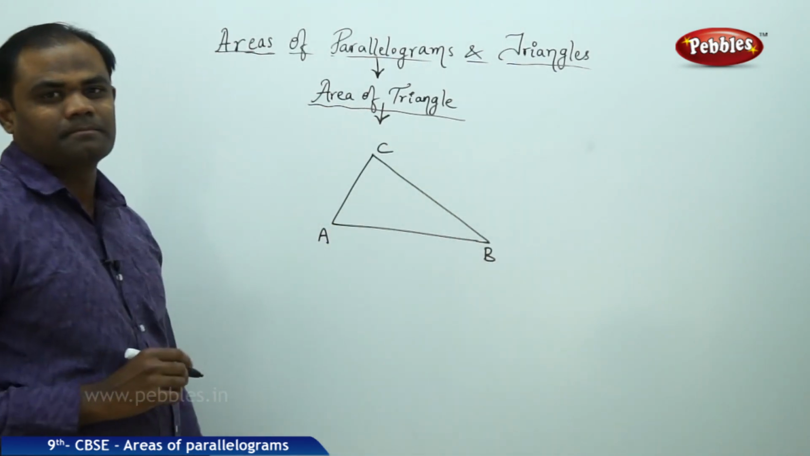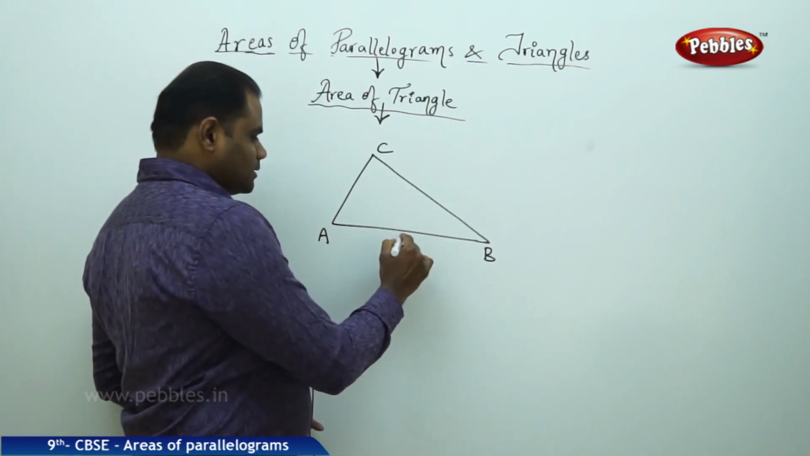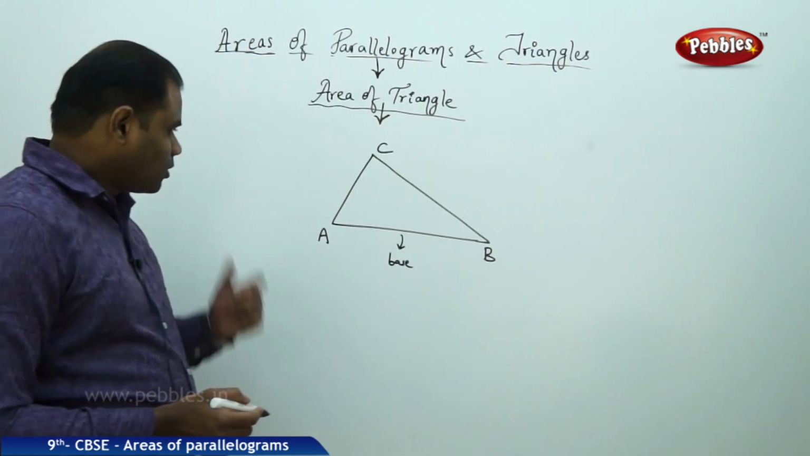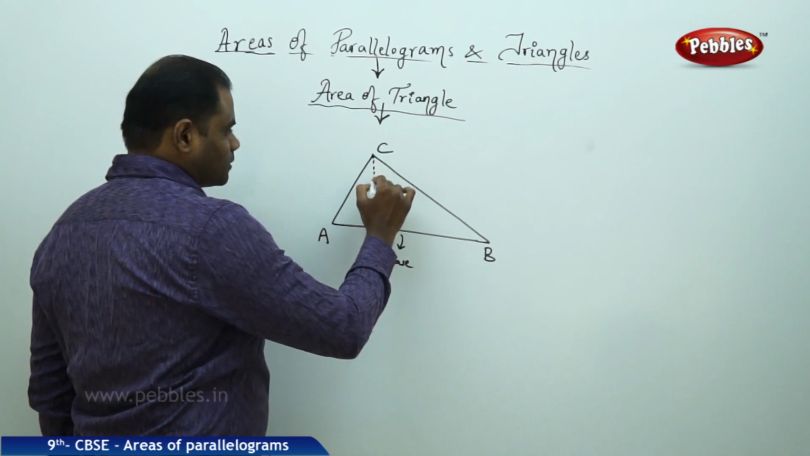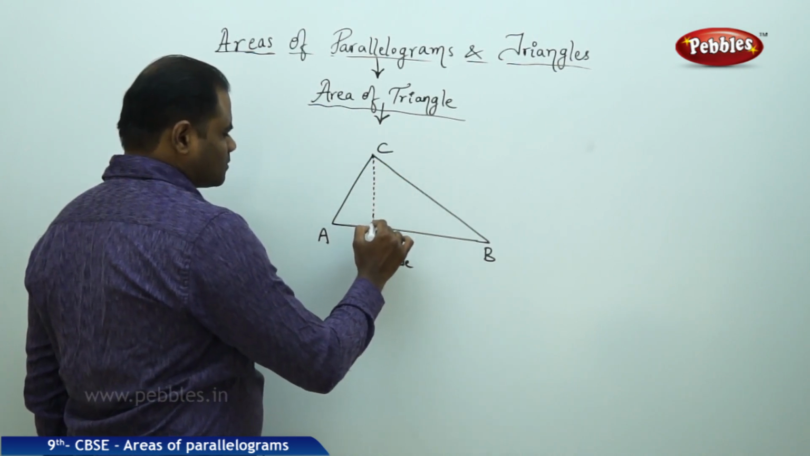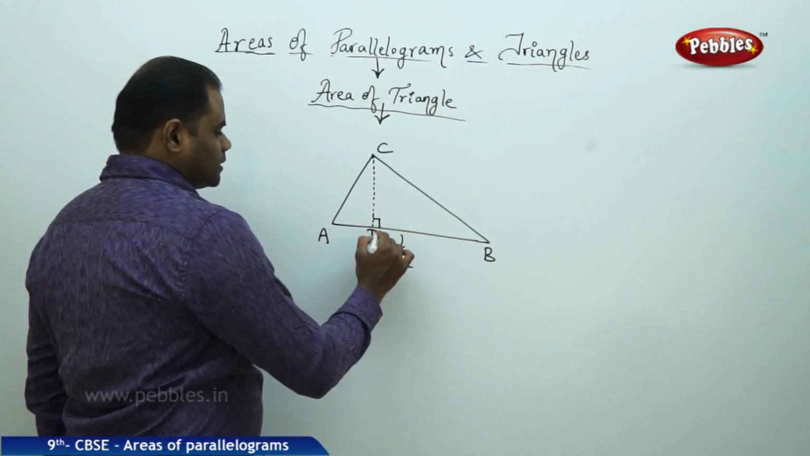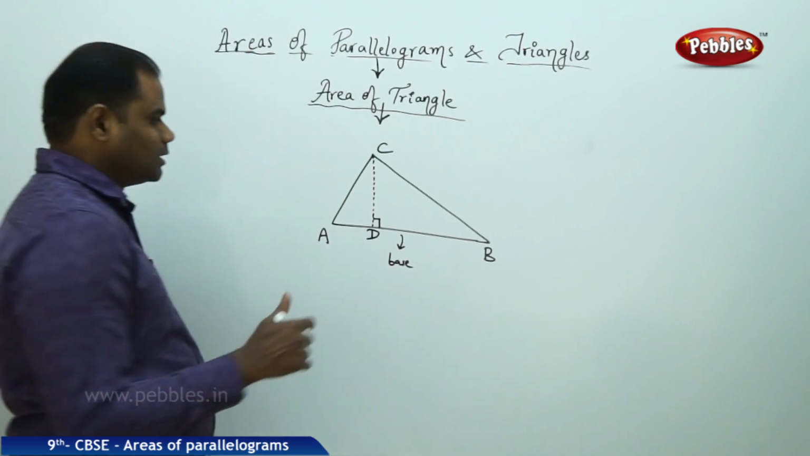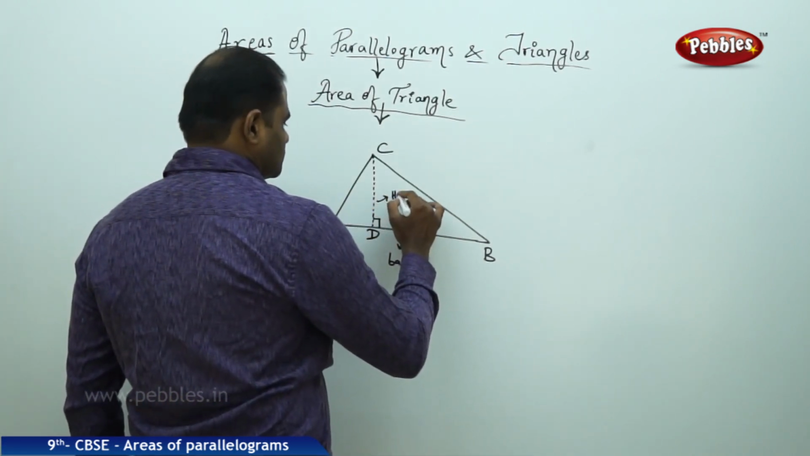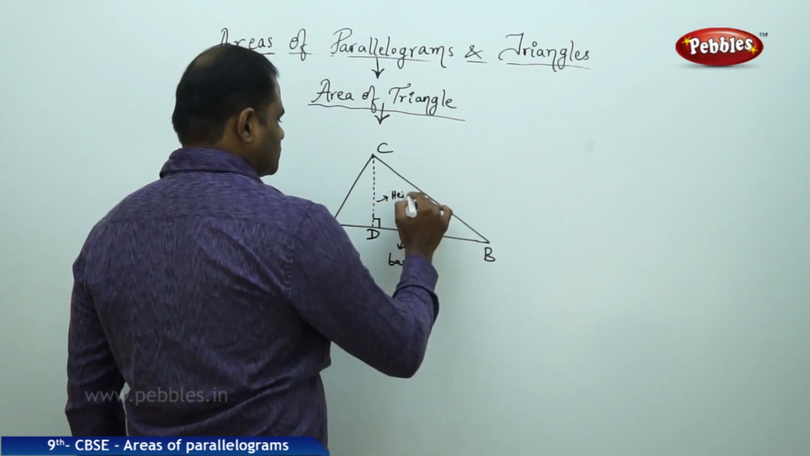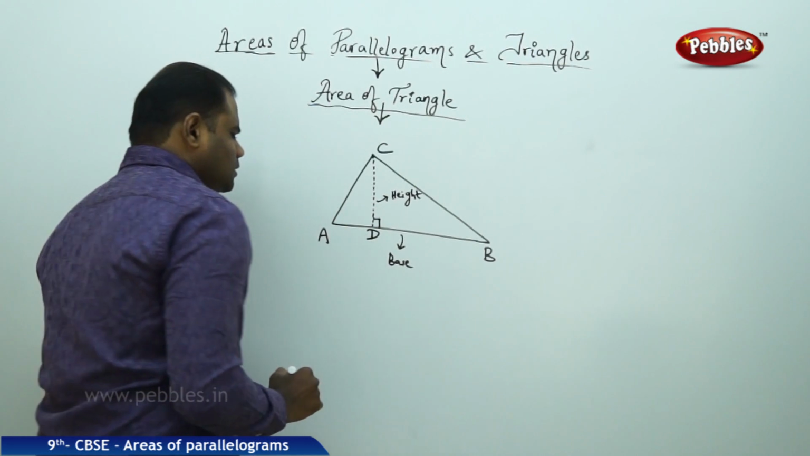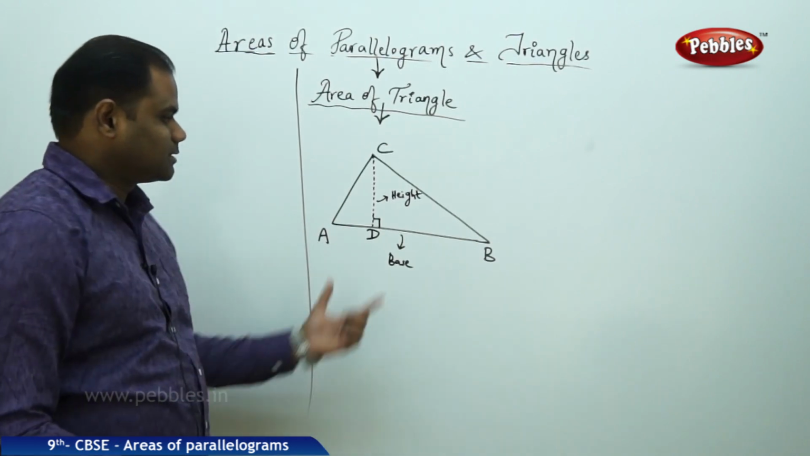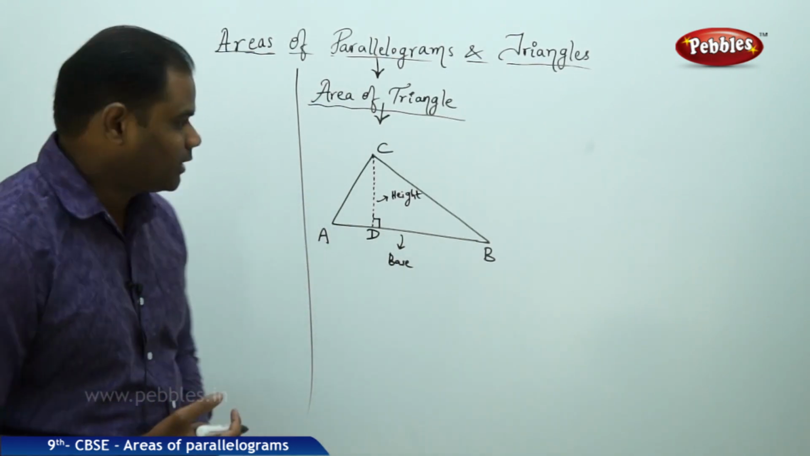ABC is a triangle. Now in this triangle, clearly I know that this is the base. And next, let me drop a perpendicular from C to AB, such that it cuts AB at D. So here CD is the perpendicular which is called height. So this is the base and this is the height. Let's see how we can connect the base and height with the area of a triangle.